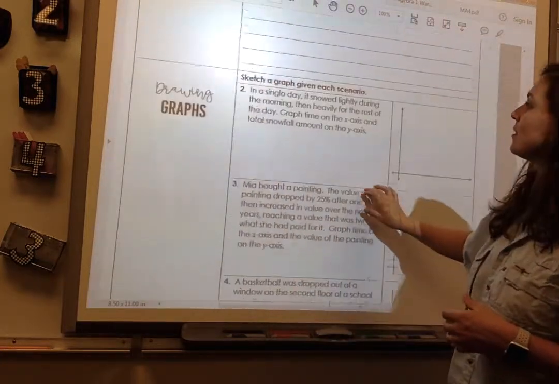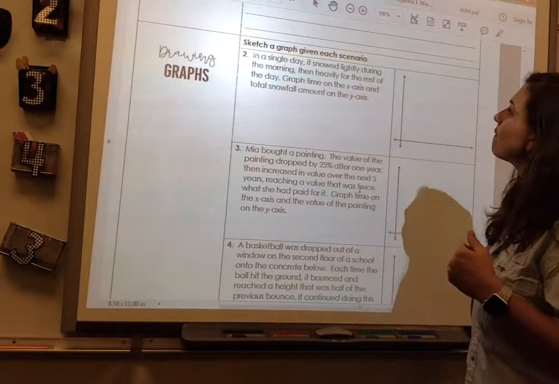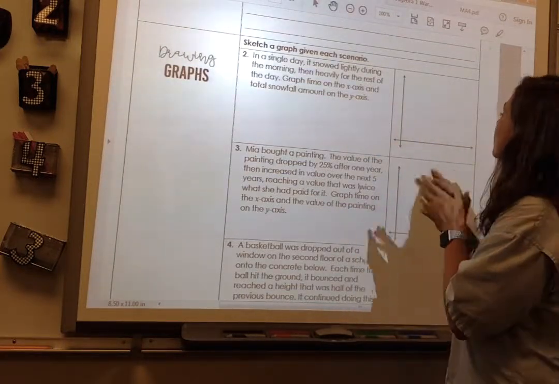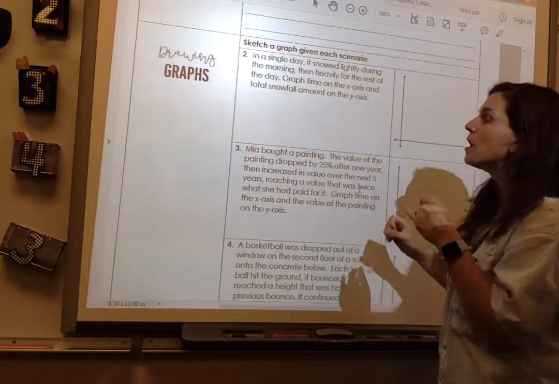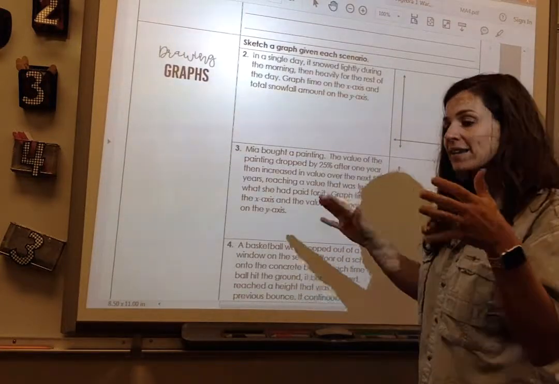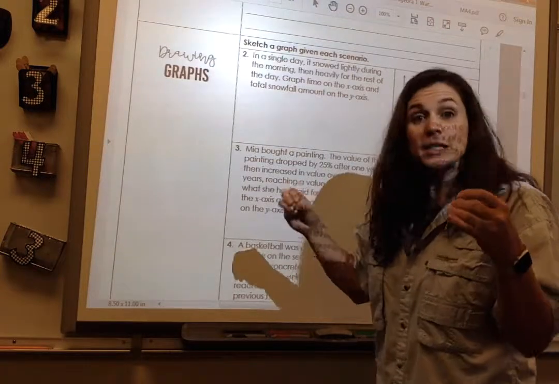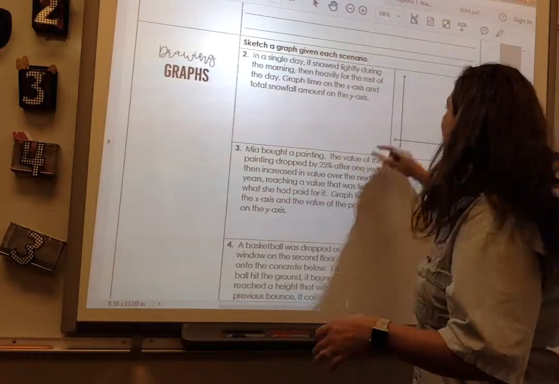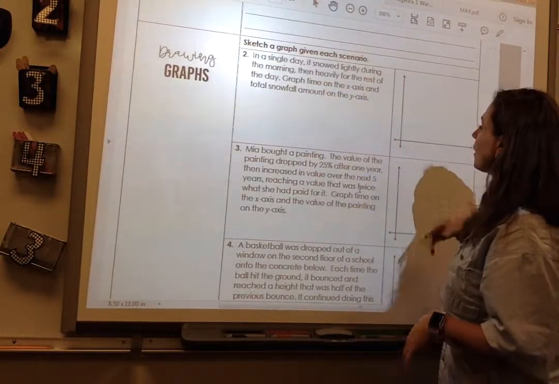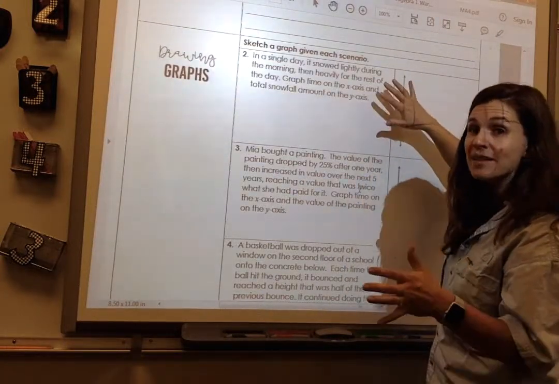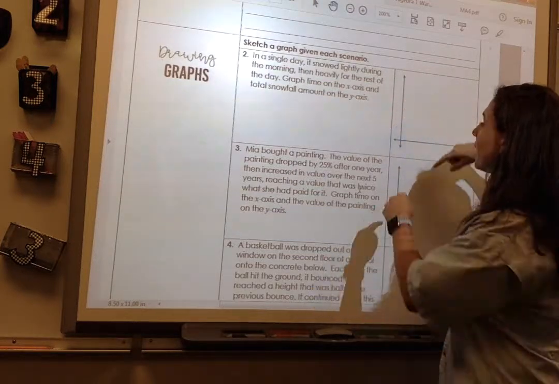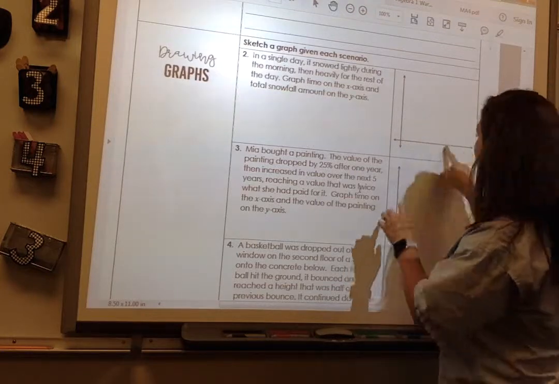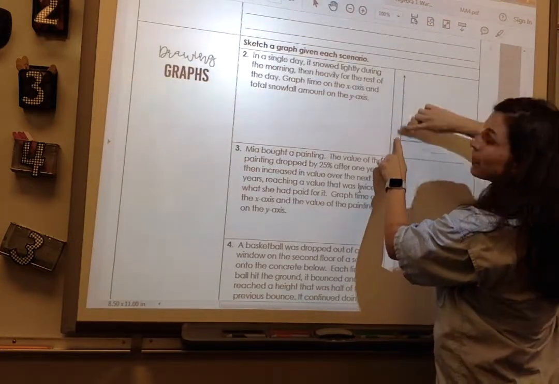All right, for this next one, it says sketch and graph the given scenario. The first thing is I have a blank graph here, and I know that I have to label my x-axis and my y-axis. I want you to think of your x-axis as your independent variable. Independent variables don't change. They stay the same. The y-axis can change up and down, and it depends on what's going on with x. So we have our independent variable for x, and our dependent variable for y.